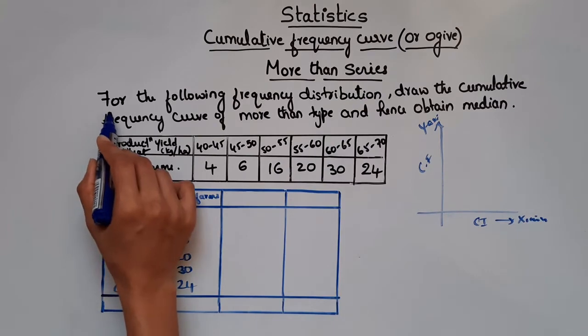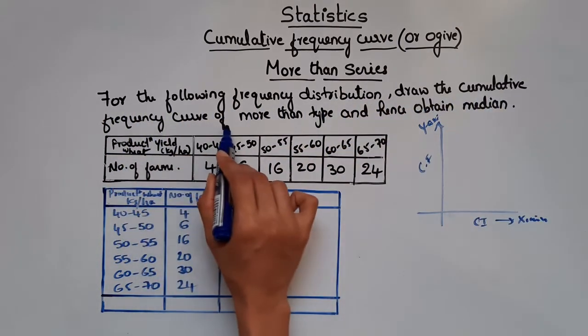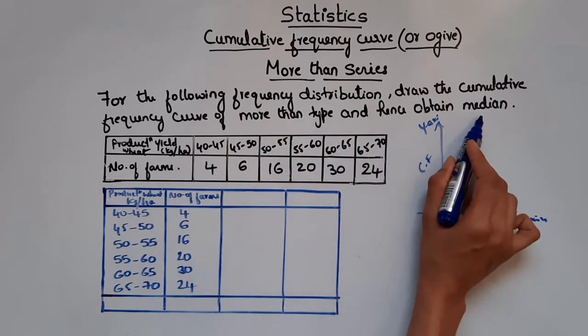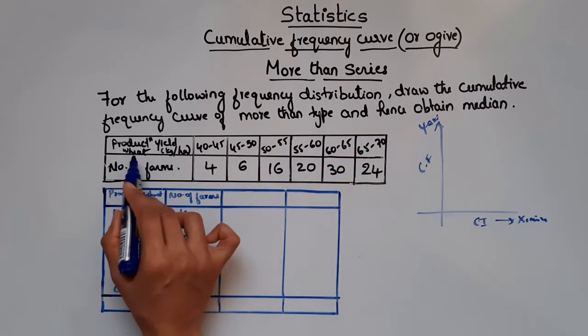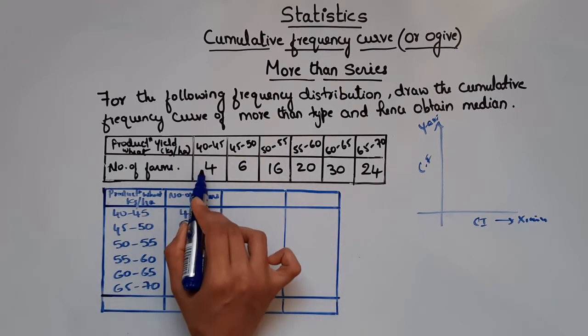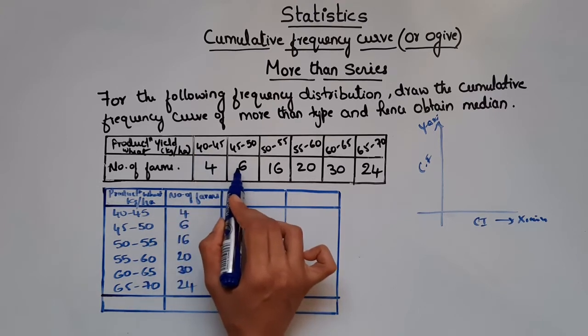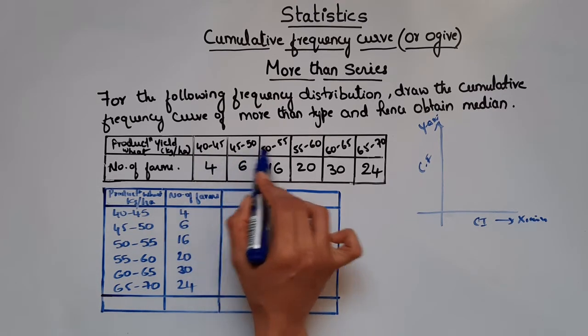So now let's see this example. Here it says: for the following frequency distribution, draw the cumulative frequency curve of more than type and hence obtain the median. So here we have the production yield of wheat, in kg per hectare, and we have the number of farms. So four farms have their production yield in the range 40 to 45. Six farms have their production yield in the range 45 to 50 and so on.